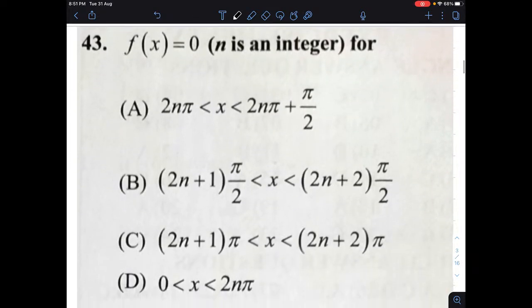Let's move on to the next question. Now they are asking f of x is equal to 0. F of x is equal to 0 is given to you. n is an integer, they told. They are asking what will be the value of x over here.